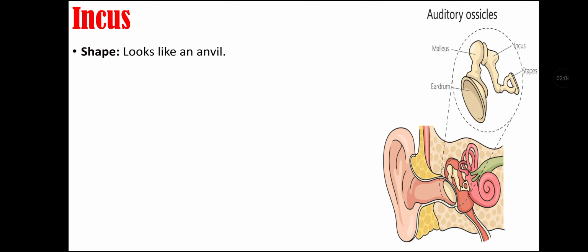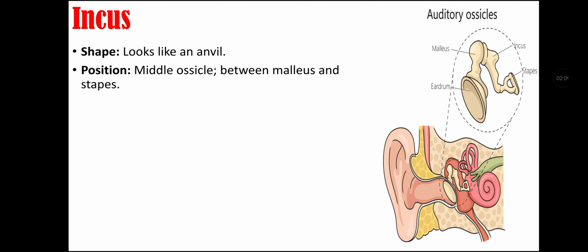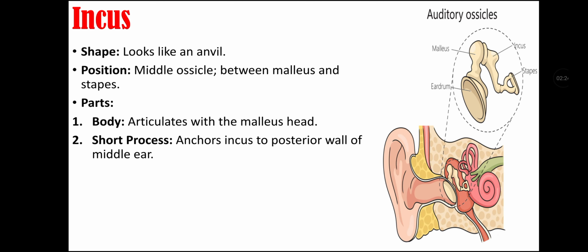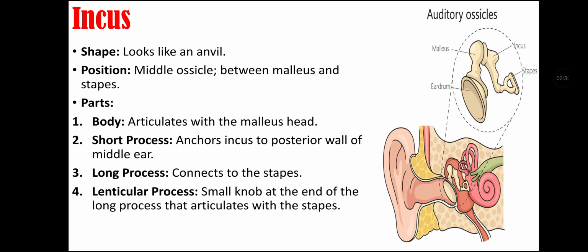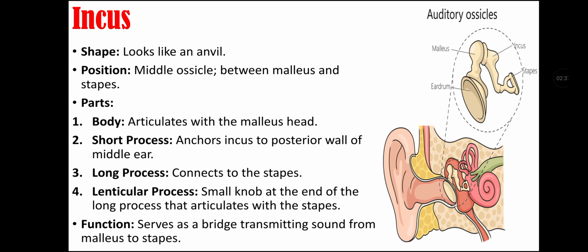Second auditory ossicle is incus that looks like an anvil. It is present medially, as the middle ossicle, between the malleus and stapes, sorry. Its parts include the body that articulates with the malleus head. It has a short process that anchors to the posterior wall of the middle ear. It has a long process that connects to the stapes, and it also has a lenticular process, a small knob at the end of the long process that articulates with the stapes. Its function is to serve as a bridge transmitting sound from malleus to stapes.